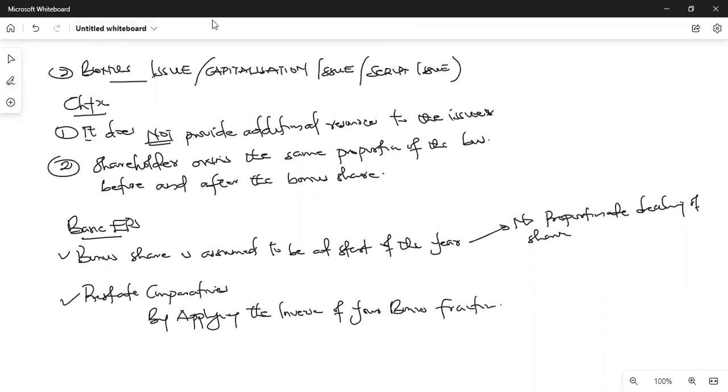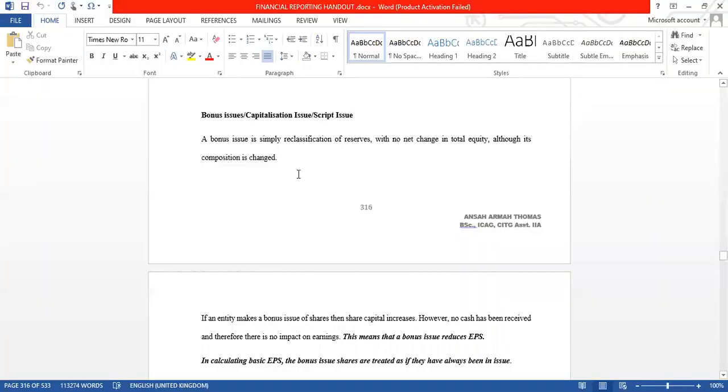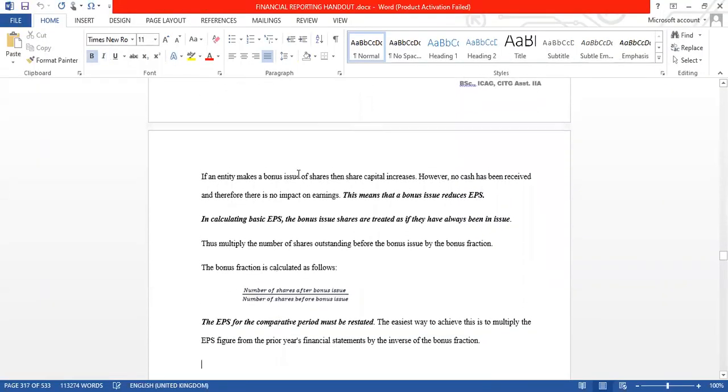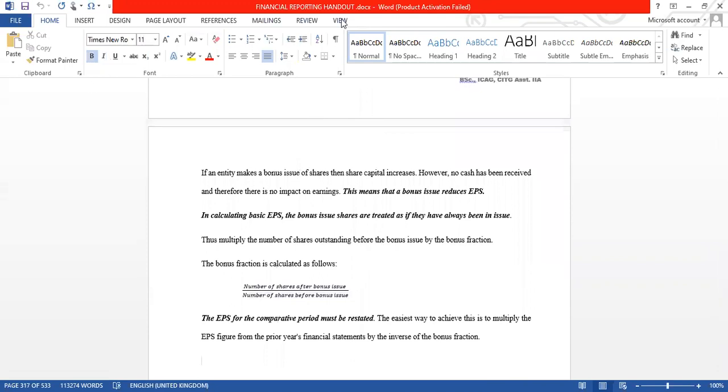We need to go through the notes and you can see what we mean by bonus fraction. So the bonus fraction herein is what you see here. It is the number of ordinary shares after, the number of shares after, divided by the number of shares before. So that is that. After over before, after over before. That is why we say that you use it for the EPS for the comparative years, which must be restated. It is very, very important.